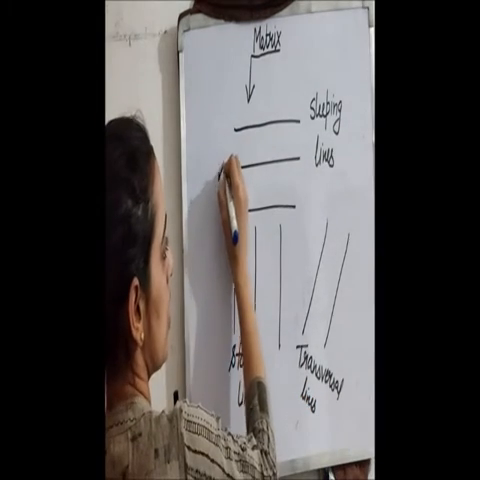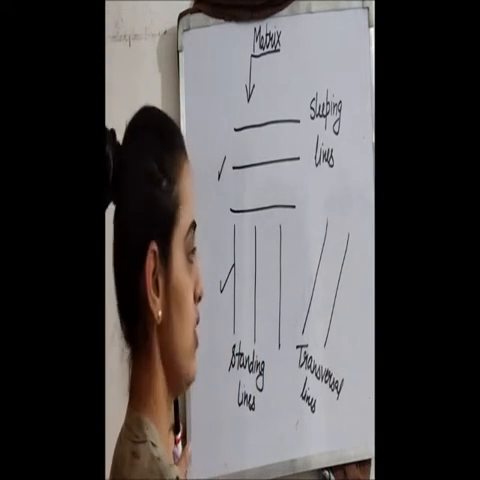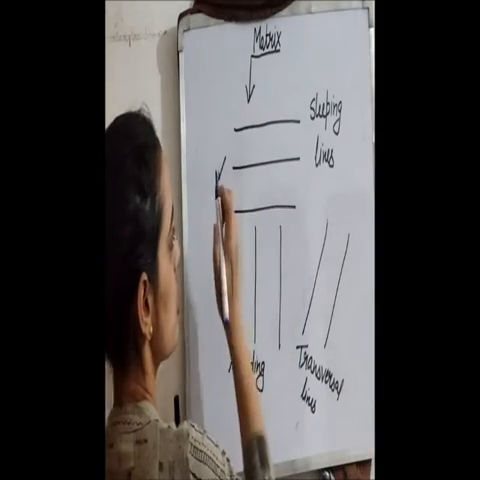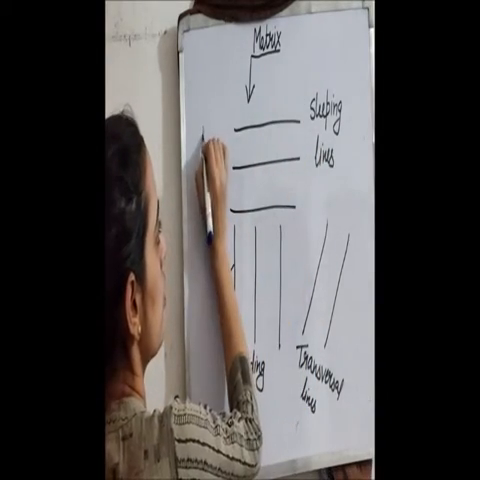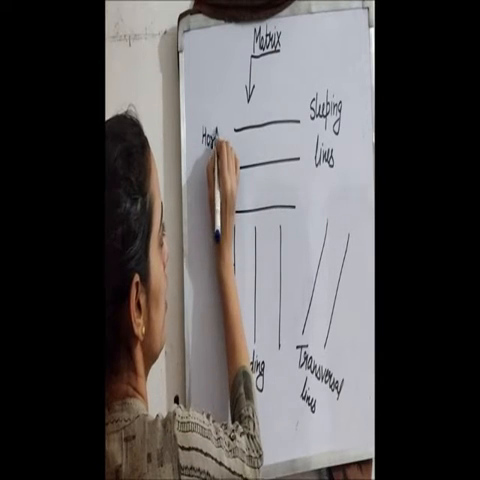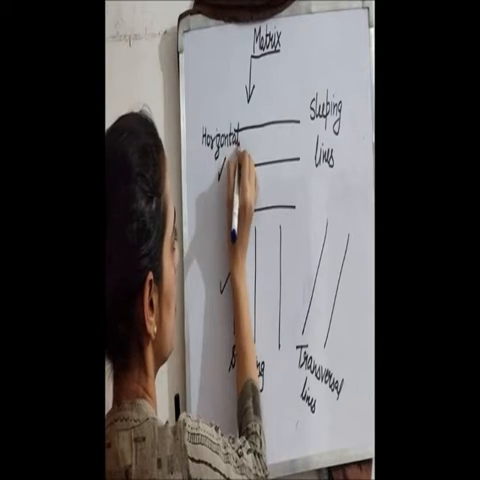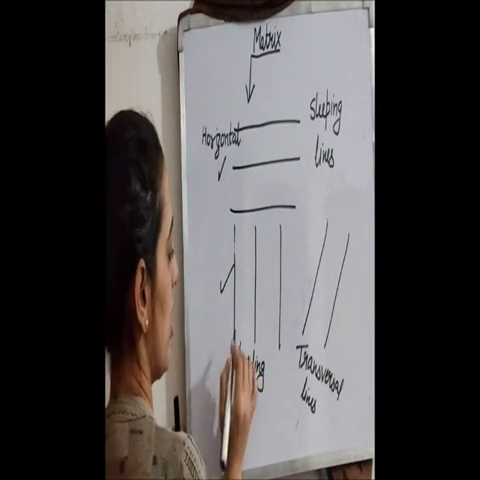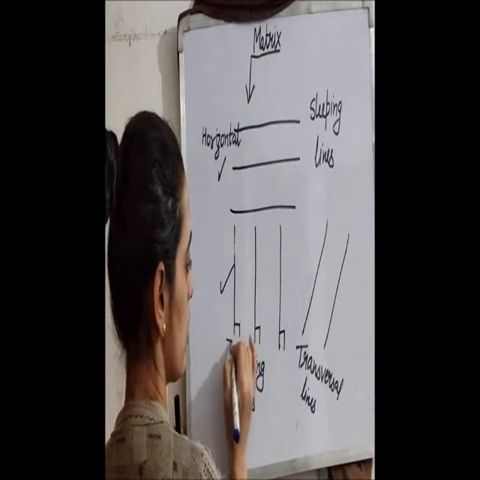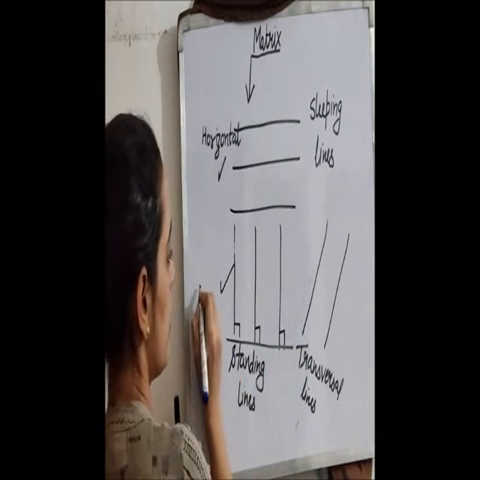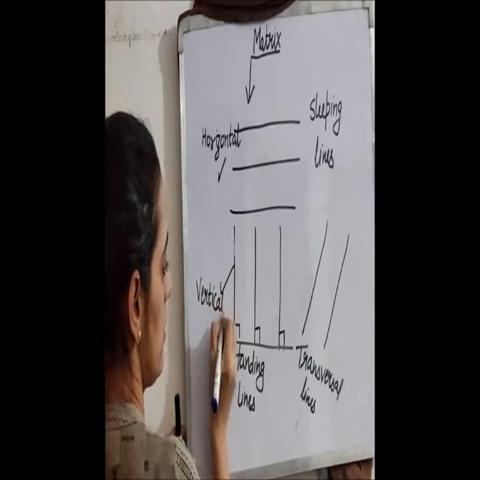Now, sleeping lines and standing lines, these are straight lines. This straight line is in sleeping direction, so we call it horizontal, and this standing line is making perpendiculars with base. These are vertical lines.